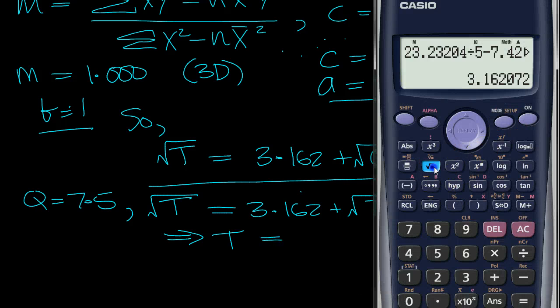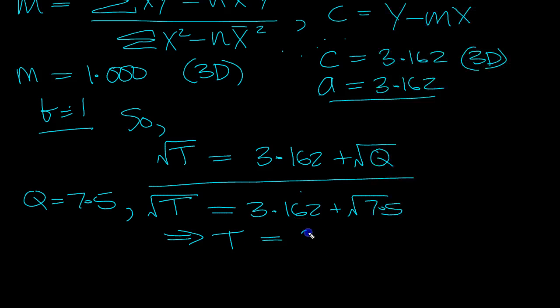So we got the square root of that, which I'll leave in the calculator, plus root Q, square root of 7.5 equals, and then we need to square it, so it's answer squared. 20.4 is the temperature to 1 dp.